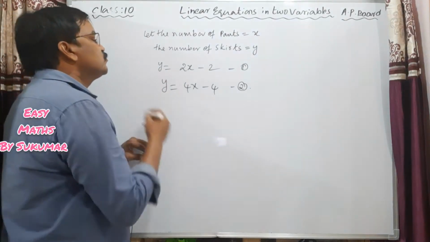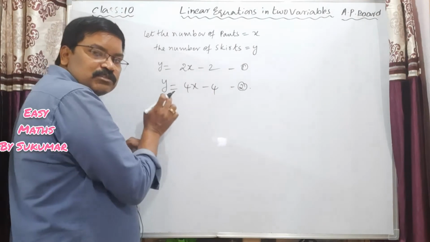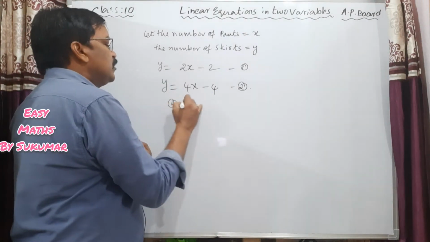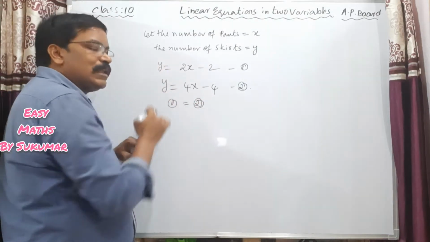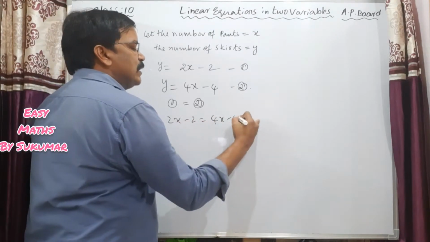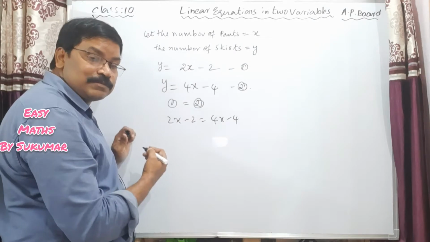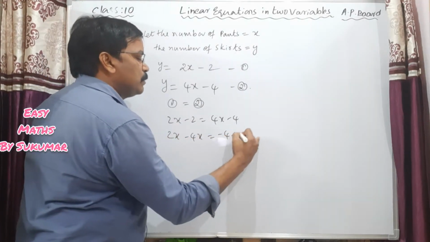Okay. See my dear students, in these two equations, here it is y, here it is also y. That means both the LHS are equal. That means we can equalize the two equations. Why? The reason here is both the LHS are equal. That means 2x minus 2 is equal to 4x minus 4. So let us collect the like terms. That means 2x minus 4x is equal to minus 4 plus 2.